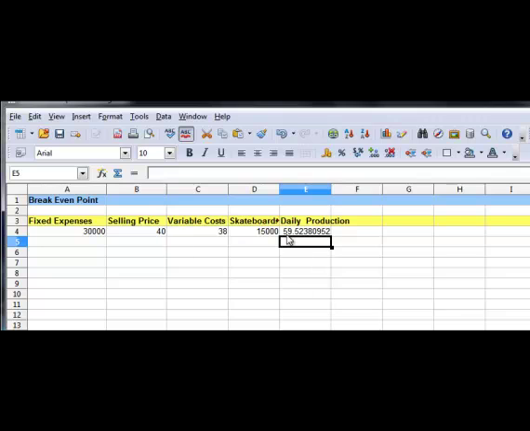Now with your spreadsheet, you can start looking at your figures to determine what you're going to do. Let's say we change the selling price to $50. Click on Enter. Now we're at 2,500 skateboards that you're going to have to make a year. And about 10 skateboards a day is what you're going to have to make. This is much more reasonable.